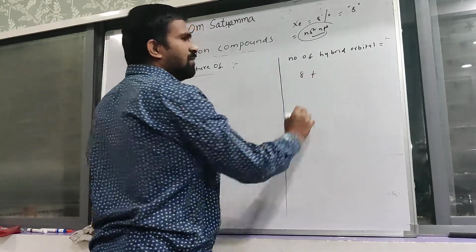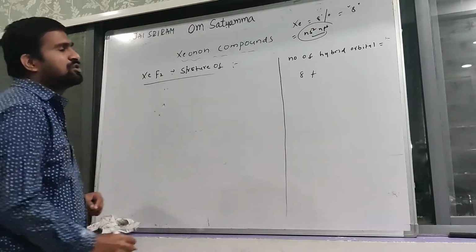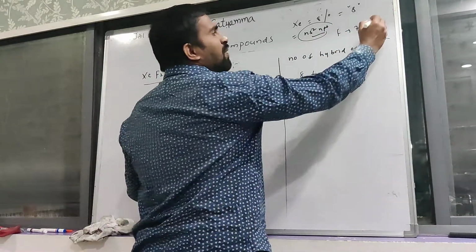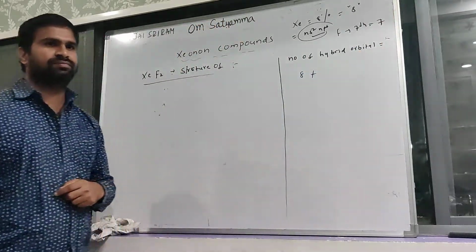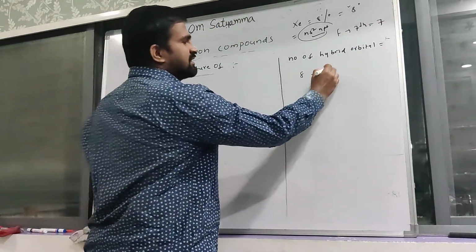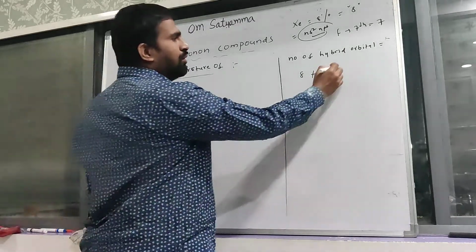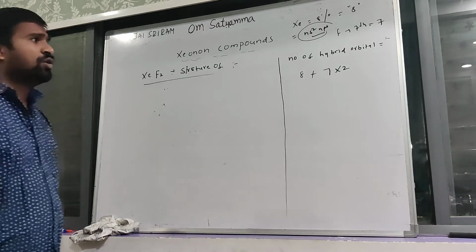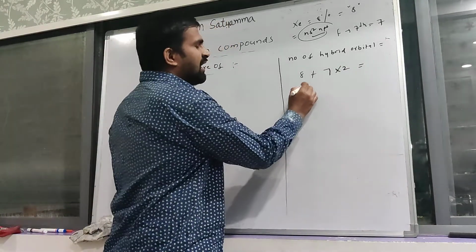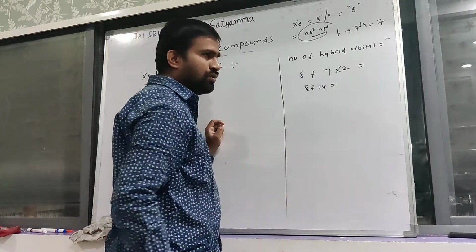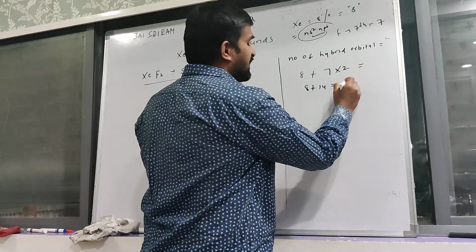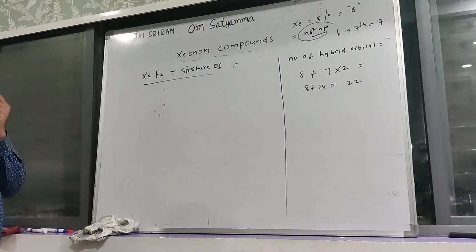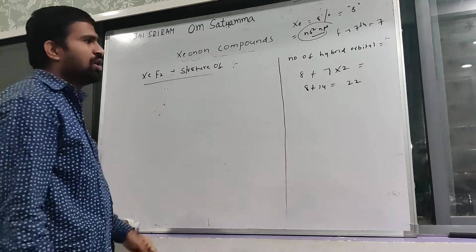Plus, fluorine belongs to the 7th group, so the valence electrons of fluorine is 7. Times how many fluorine atoms are present in xenon difluoride? 2 atoms. Finally, 8 plus 14 is equal to 22. Clear? 8 plus 14 is equal to 22.